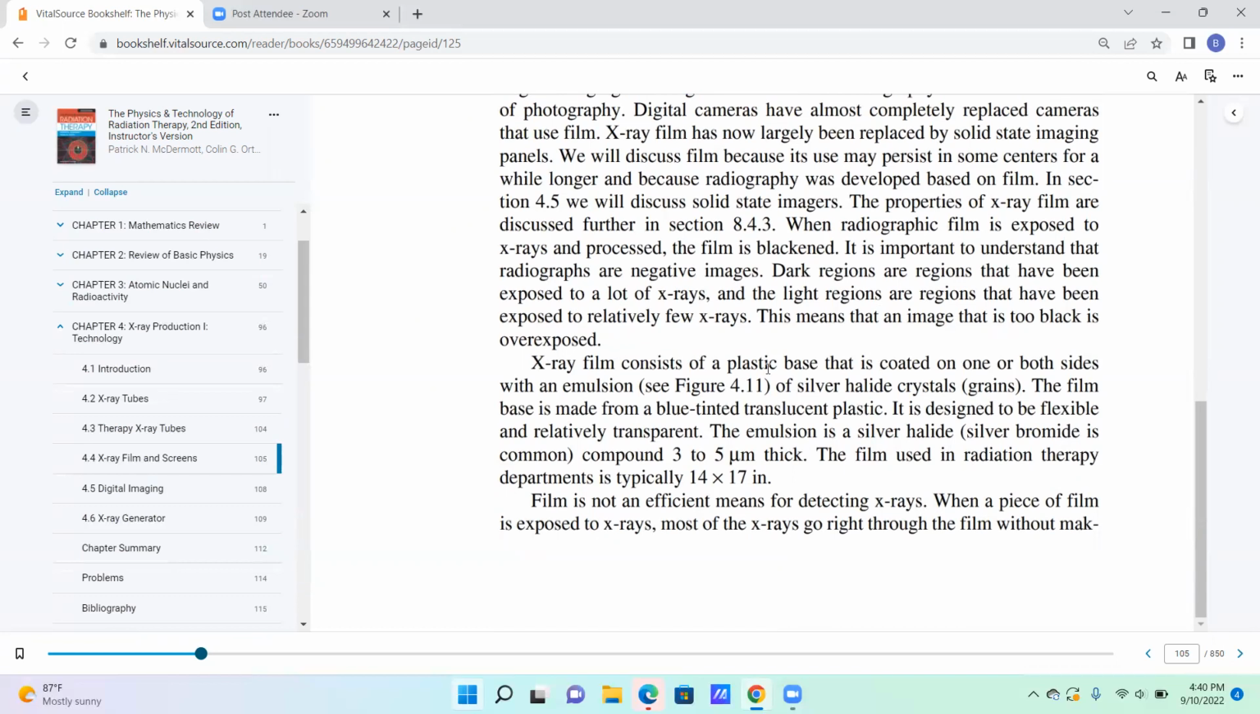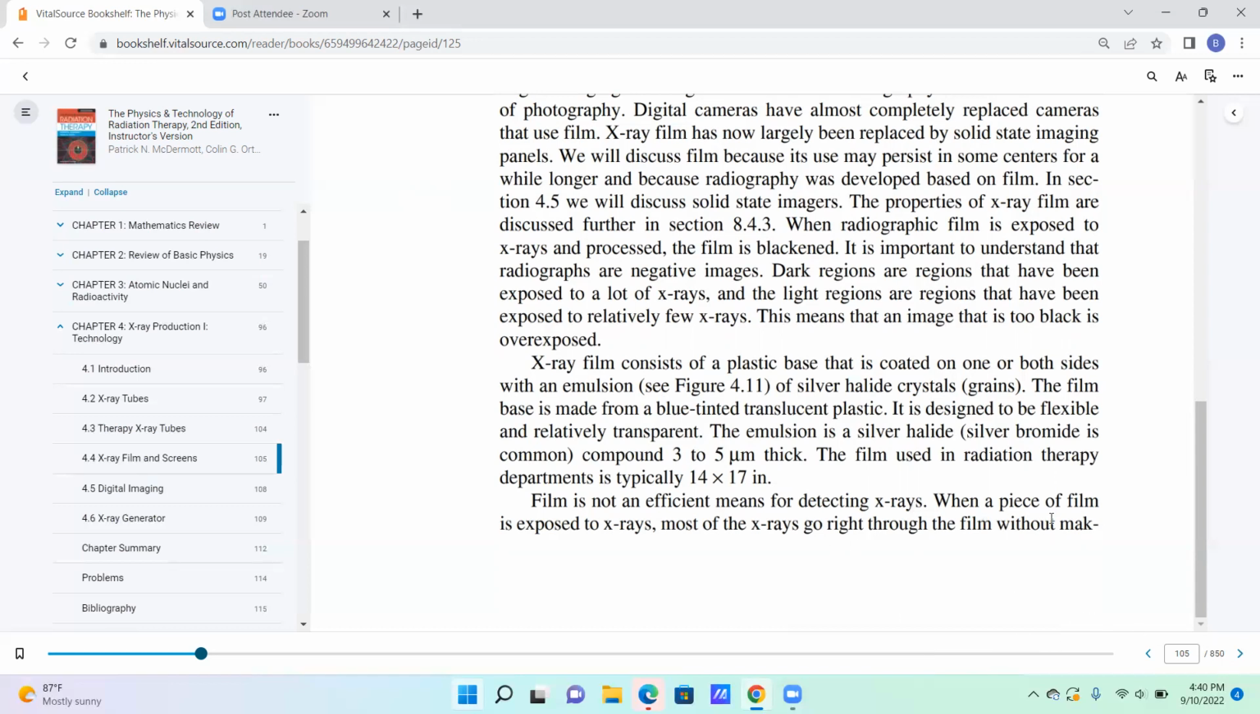So the X-ray film consists of a plastic base that is coated on one or both sides with an emulsion of silver halide crystals. The film base is made from a blue tinted translucent plastic. It is designed to be flexible and relatively transparent, and the emulsion is a silver halide, a compound that is 3 to 5 micrometers thick. The film is used in radiation therapy departments. It's usually 14 by 17 inches.